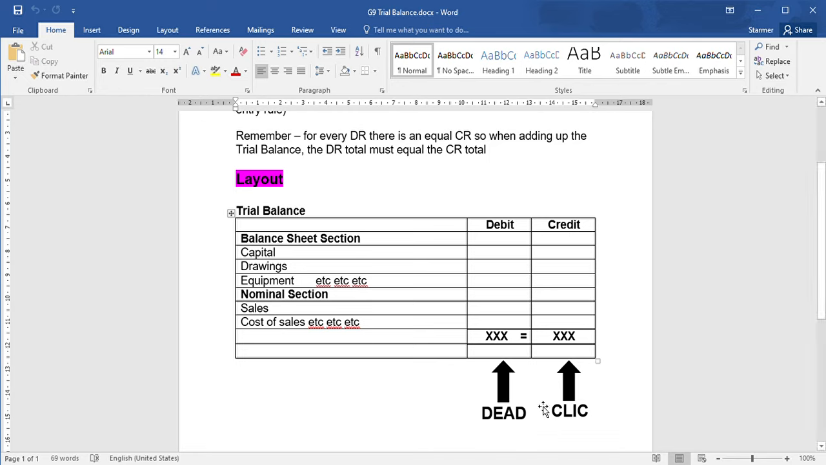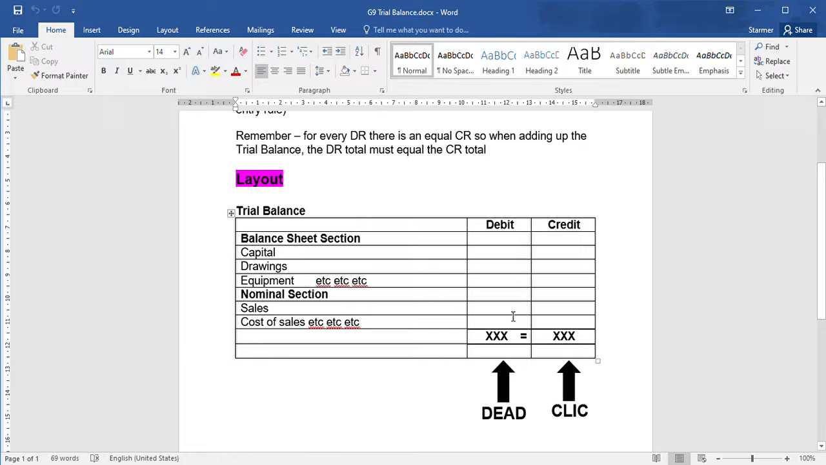And then in the credit column, the C stands for credit rather. So you're going to record things in the credit column if they are a liability, in other words, what you owe, or if it's an income, that's the I, or if it's capital. So if you apply this rule, you should get the amounts on the correct side of the trial balance.